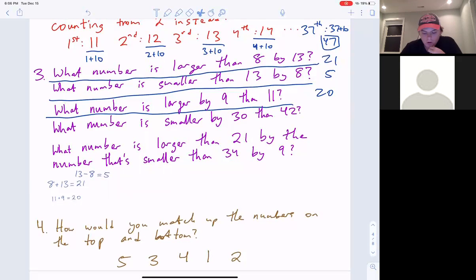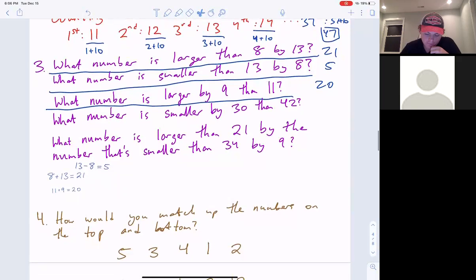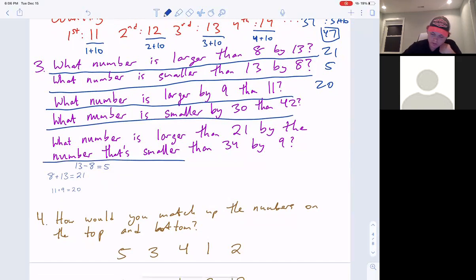What number is smaller by 30 than 42? I think what I'll do is I'll leave this one to you guys to figure out, and I'll go to this last one, which has some really challenging phrasing. There's a lot going on here. I'm not a big fan of the semantics of this sentence personally, but let's look at it.